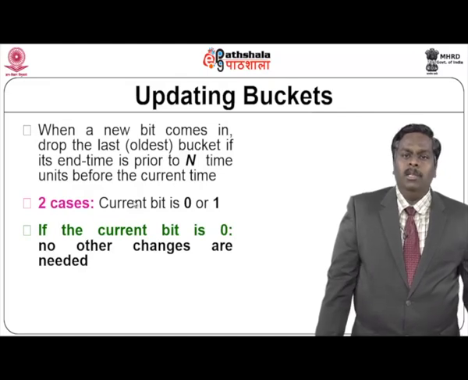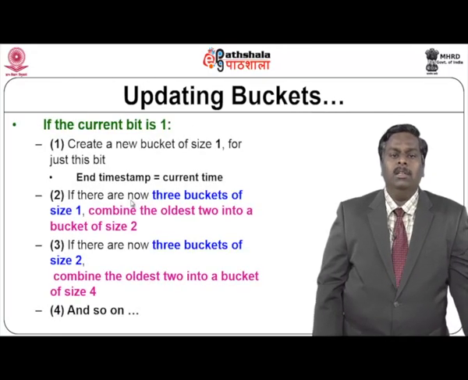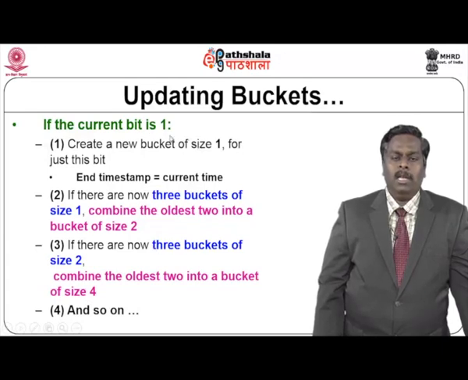If the bit is 0, of course, there is no issue; you are simply going to ignore it. So, no change at all is essential. Suppose you encounter the current bit, which is highlighted, with a value 1. Then what you need to do is first create a new bucket of size 1 for holding this single bit alone, and then assign the timestamp to the current time.